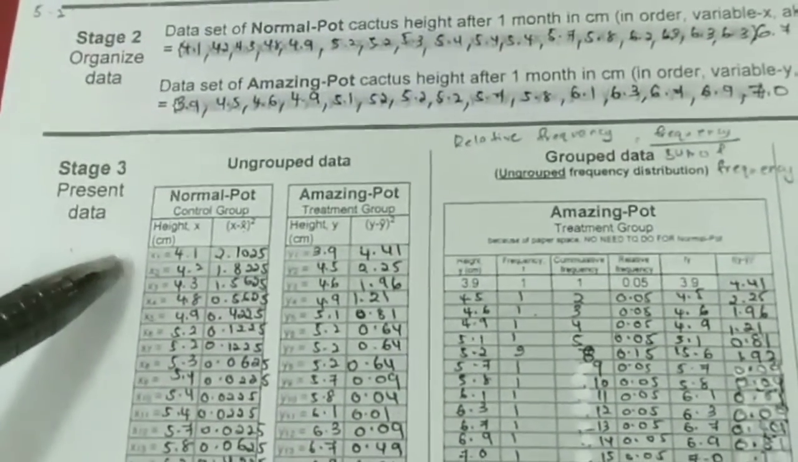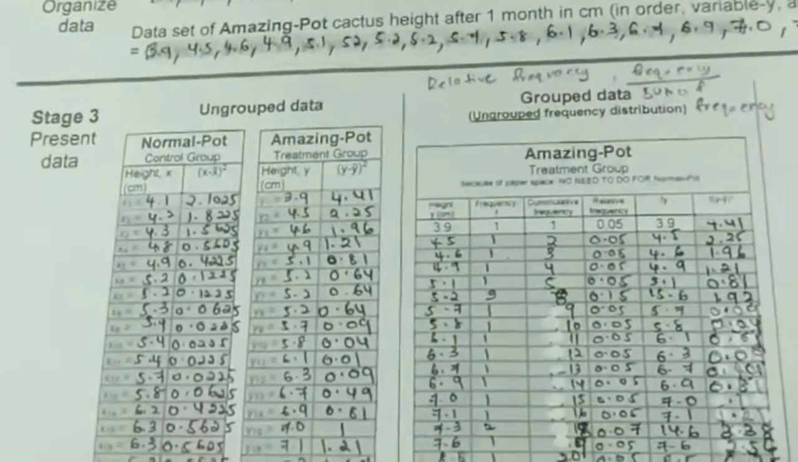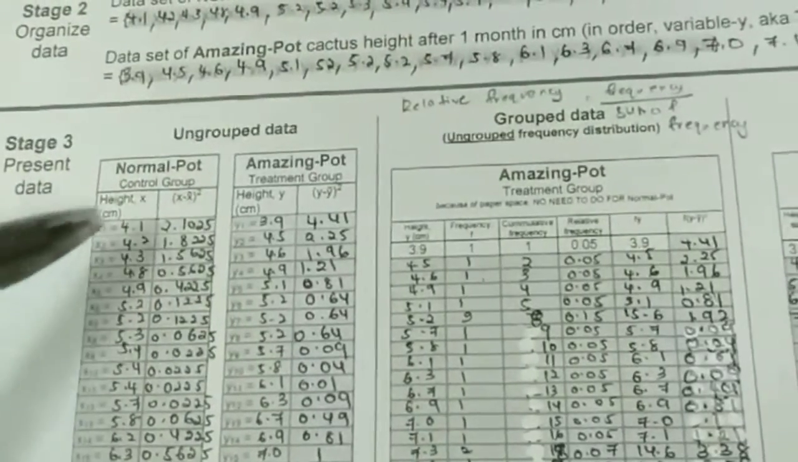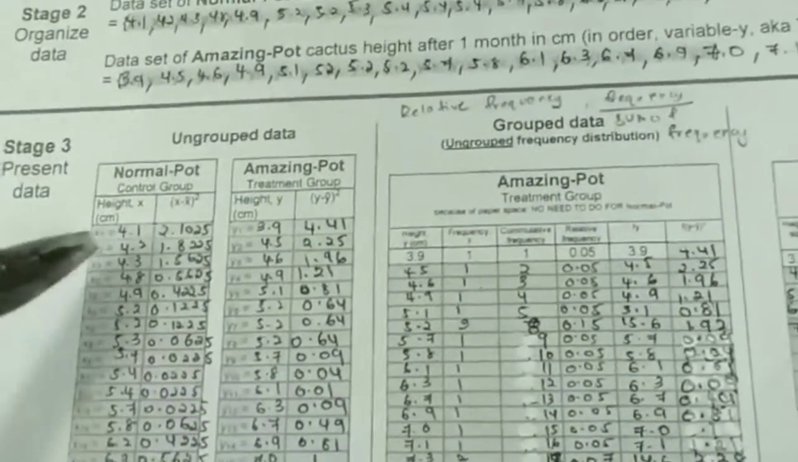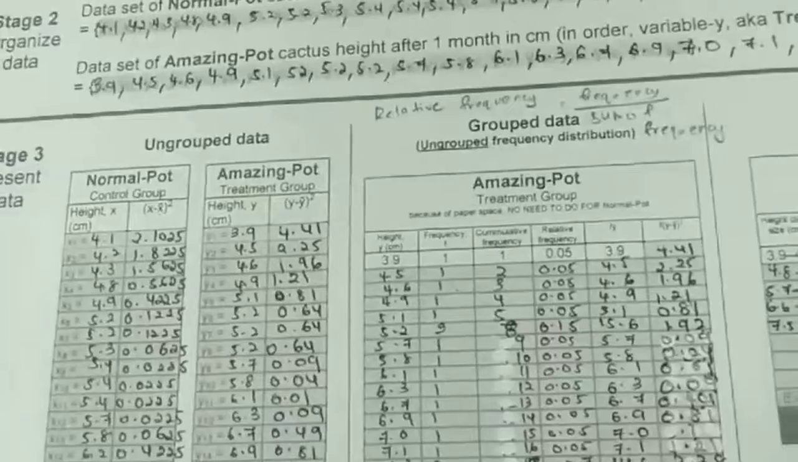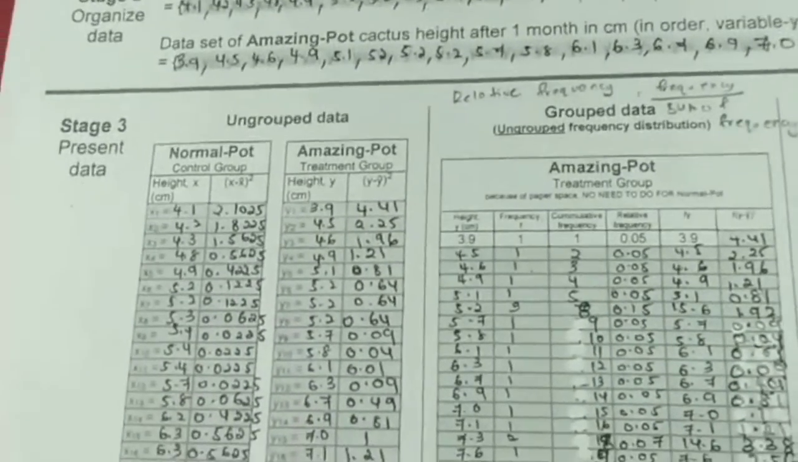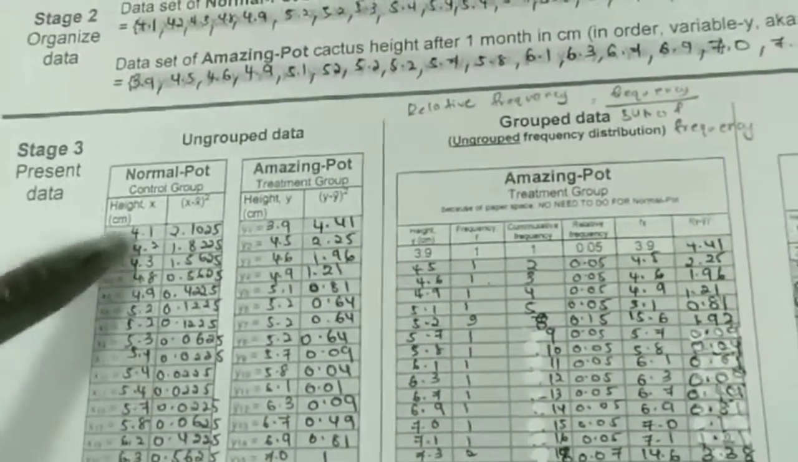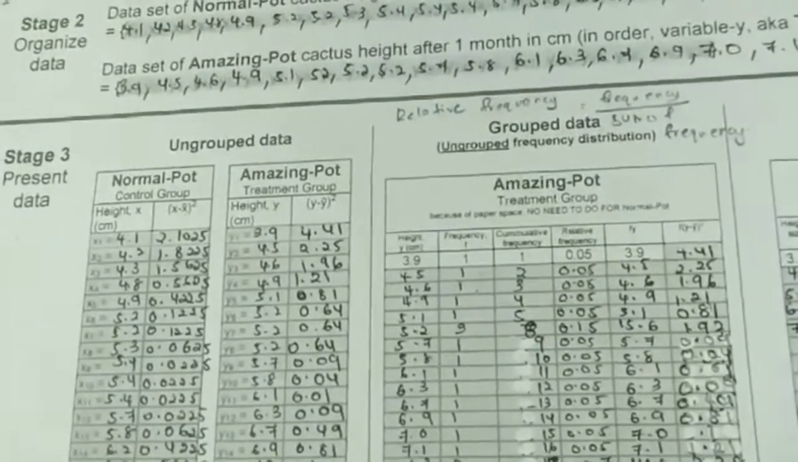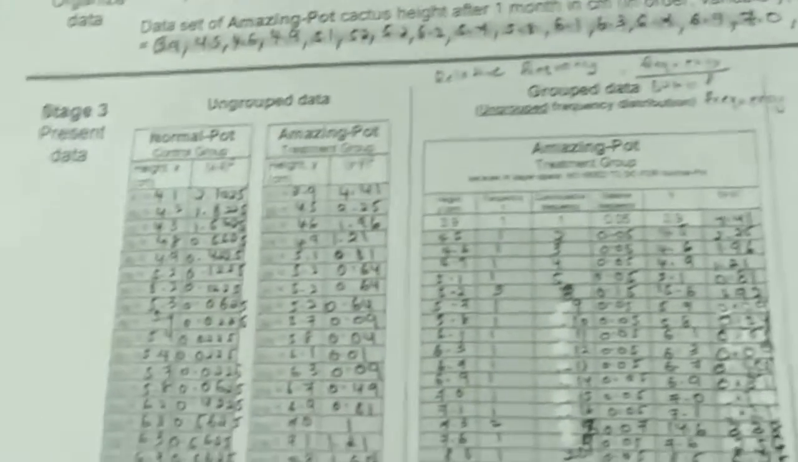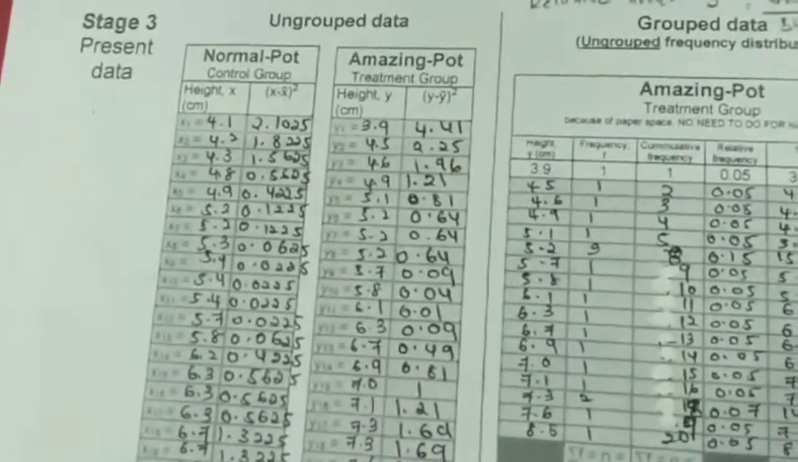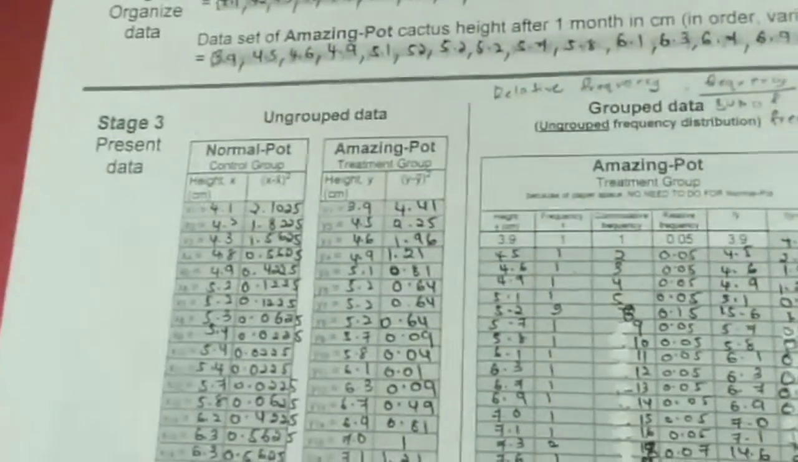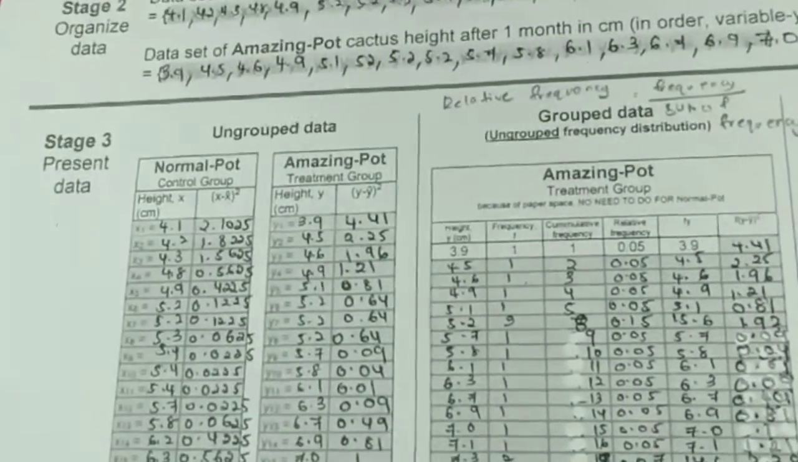Stage 3 is present data. They have ungrouped data and grouped data. For ungrouped data, they record the data from normal pot and also amazing pot. This is the height that we have arranged in ascending order, and this is the total of the height, that is in centimeter, and this is also the height for Y. This is the stem and leaf display that helps us easily get the data.